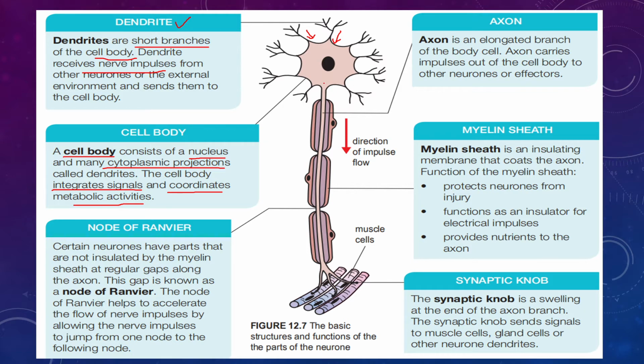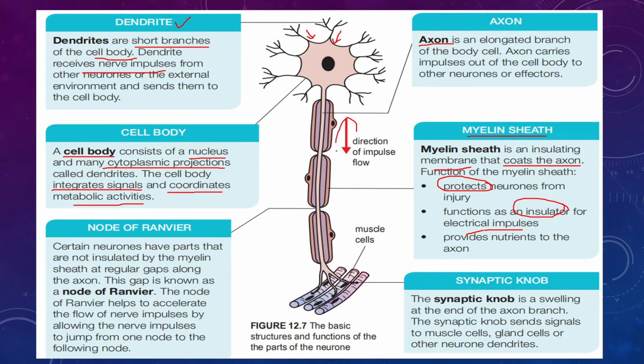Okay, how about this? The projection of the cytoplasm is called the axon, which is the elongated branch of the cell body that carries impulses out of the cell body to other neurons or effectors. Okay, so the myelin sheath is an insulating membrane that coats the axon. So this is the coat of the elongated branch, the axon. The myelin sheath has these 3 functions: protection of the neurons from injury, and an insulator for electrical impulses as they move along the axon from the cell body.